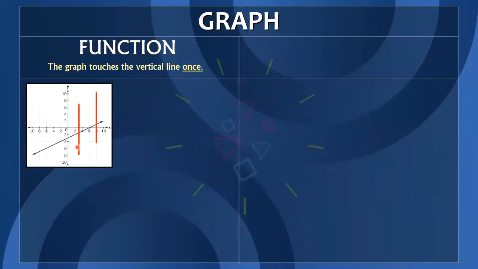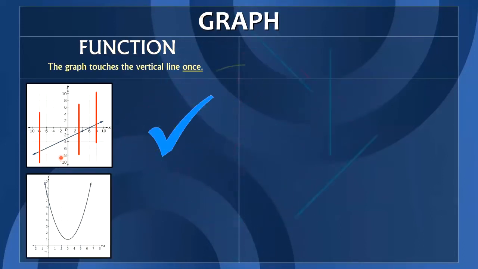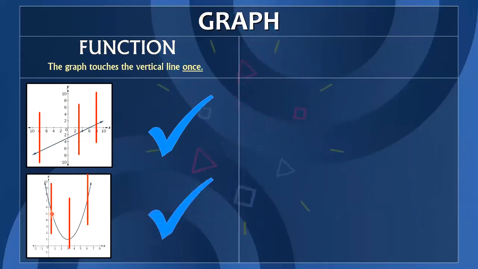Let's move the vertical line to the left. Still, once ra na-intersect. So therefore, this is a function. This graph is a function. Now, second example, somewhat like U graph. If we put a vertical line, still once ra intersect. If we move to the left, still once. So therefore, this is an example of a function na graph.